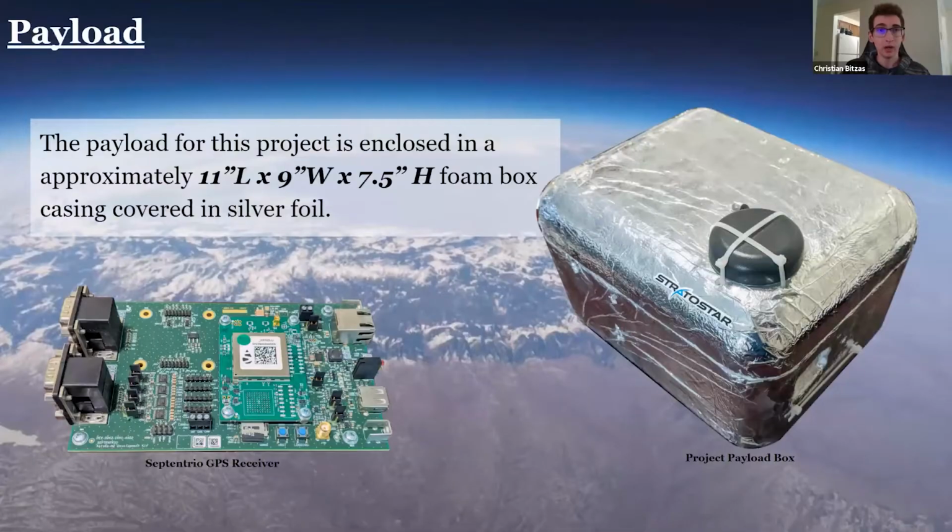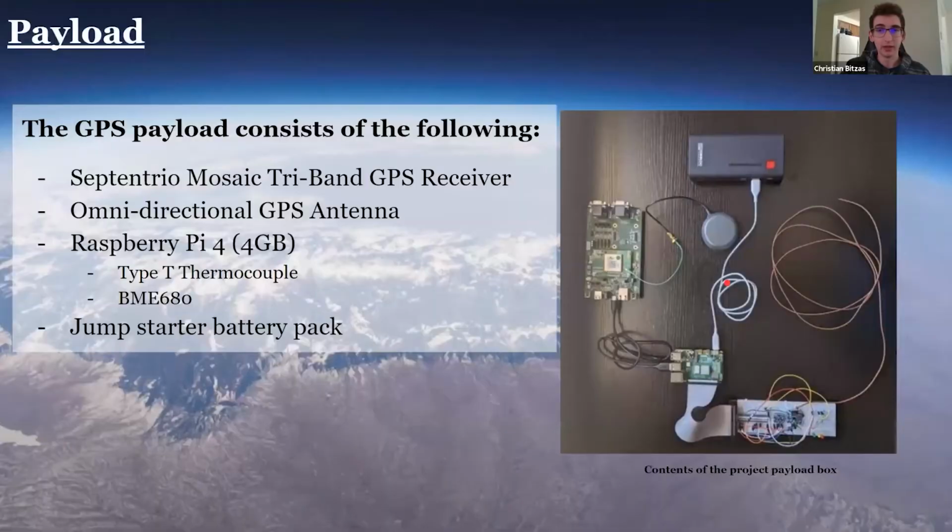So what we sent up on the balloon is something that looked just like this. This is a phone box that had all of our hardware inside of it. On the outside, we had our GPS antenna on top, and then we had our thermocouple sticking out the bottom. Inside of this payload, we had our GPS receiver, and then we had an omnidirectional GPS antenna. That means the antenna was able to collect GPS signals from all directions.